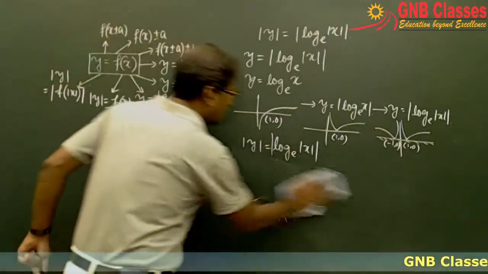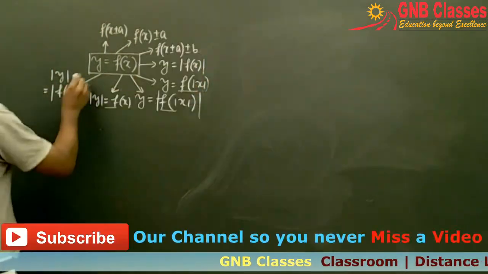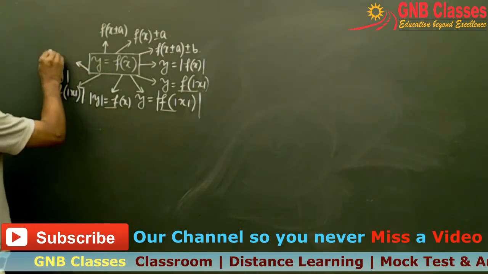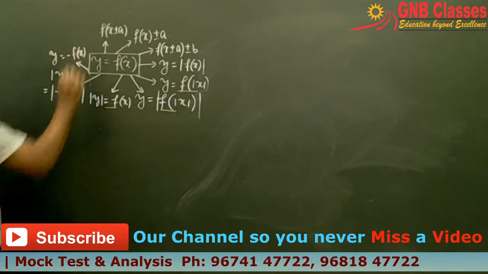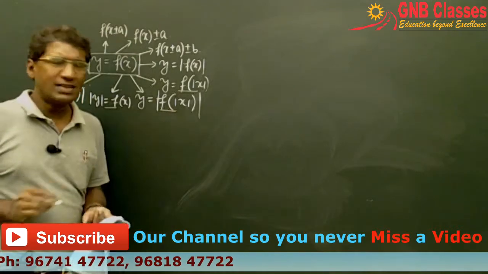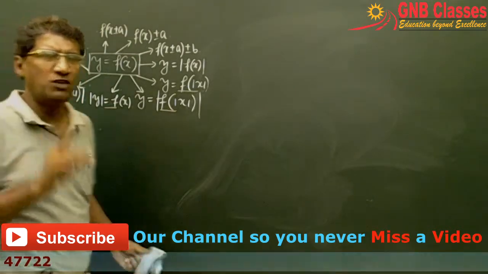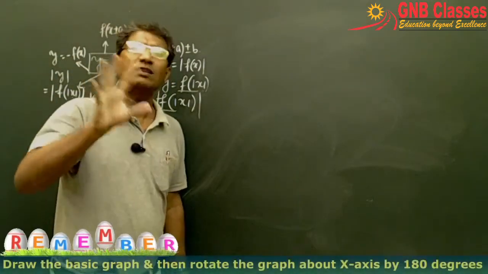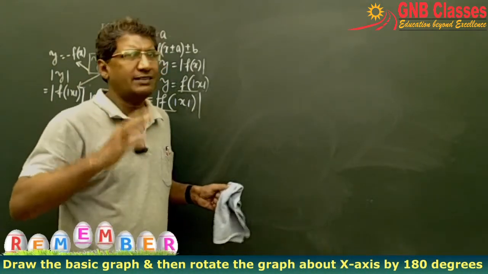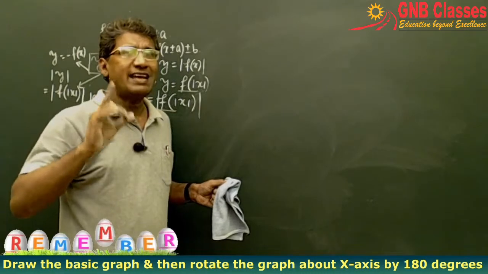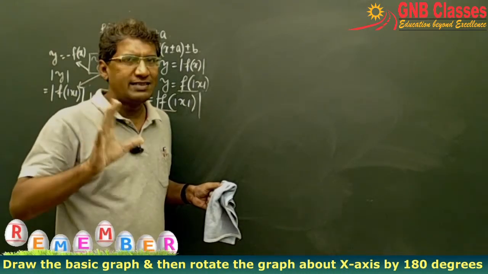Now let us move to another transformation, which is y equals to minus of f(x). In this case, first you will draw the basic graph and then just rotate the graph about the x-axis by 180 degrees.